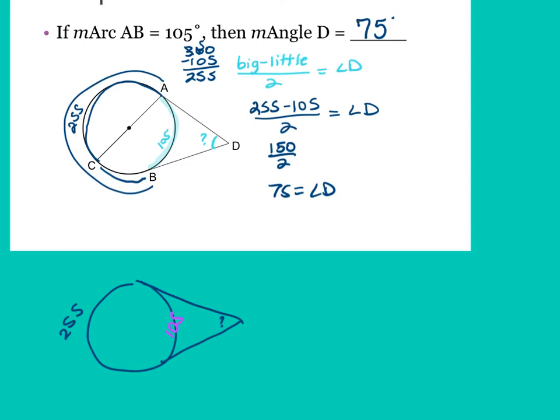Is this just coincidence, or is 180 minus 105 75? Only if you had a diameter. You might not have the diameter. But for this one, it would have worked, right? Correct.